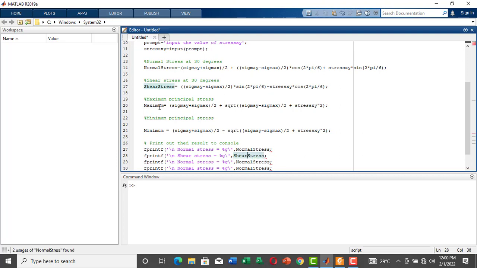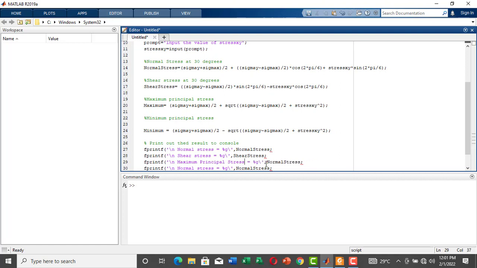Shear stress. Then the third one is maximum. So let me print it as maximum principal stress, so that will be easy. Maximum principal stress. All right. Okay, I have another stress.